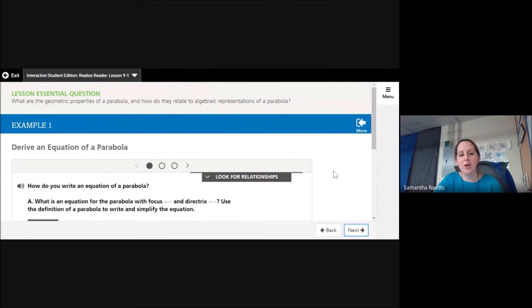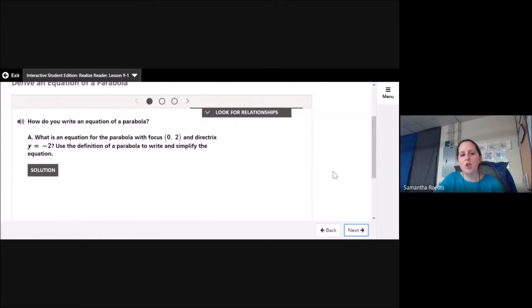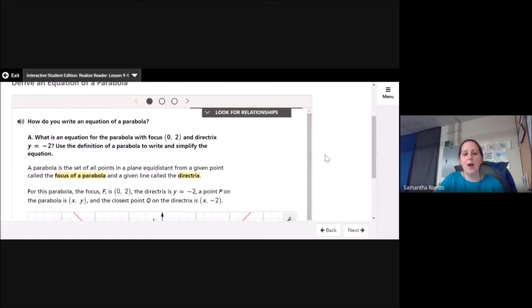Example 1, derive an equation of a parabola. How do you write an equation of a parabola? What is an equation for the parabola with focus (0, 2) and directrix y equals -2? Use the definition of a parabola to write and simplify the equation. A parabola is the set of all points in a plane equidistant from a given point, called the focus of a parabola, and a given line called the directrix.